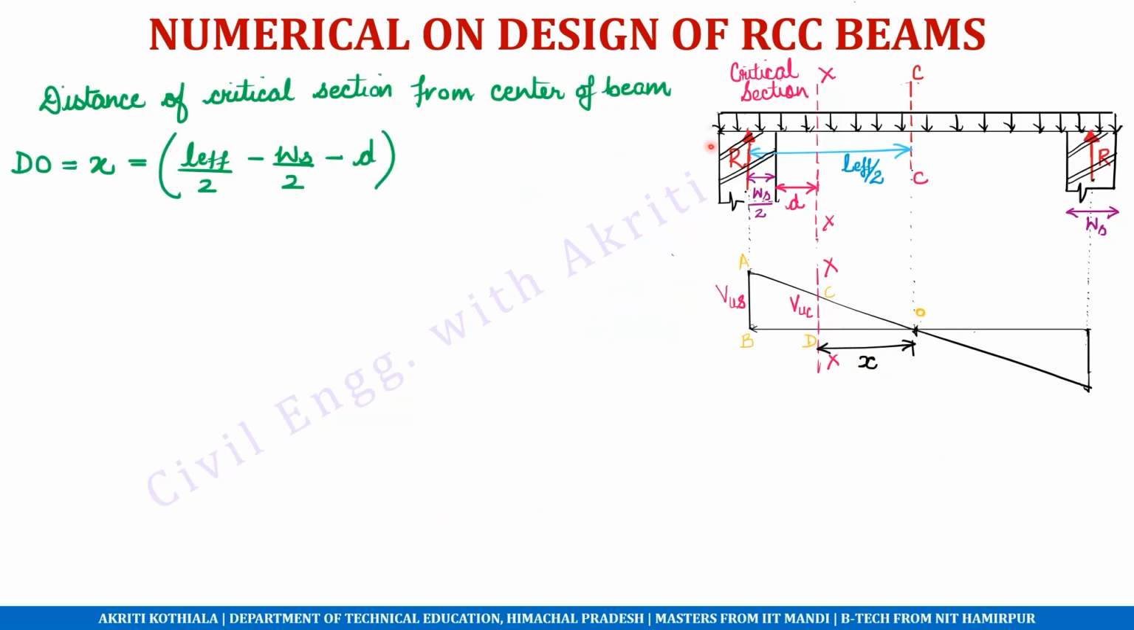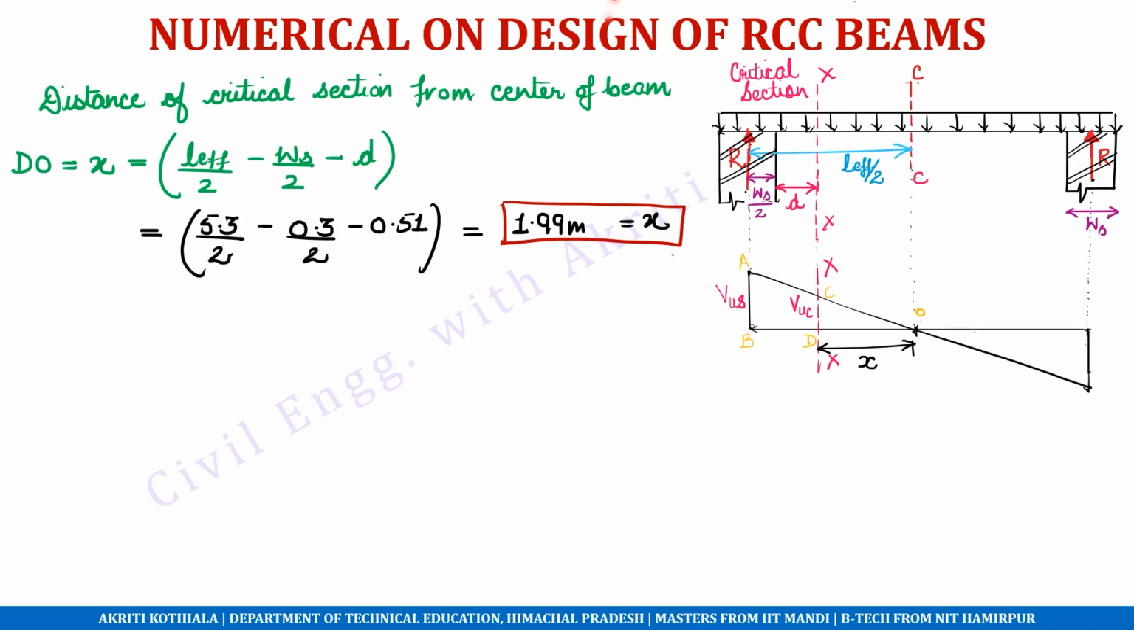To calculate this value, we can simply use logic. This distance is X. We know L effective from the center of the support till the center is L effective by 2. We know the width of the support. We know that this portion is distance d as per the previous clause which we studied. So we can simply write X is equal to L effective by 2 minus WS by 2 minus d, where WS is the width of the support. Because this is from the center, we will take half the width of the support. So X calculates to be equal to 1.99 meters.